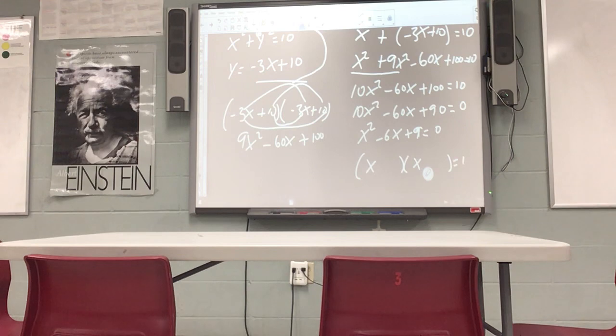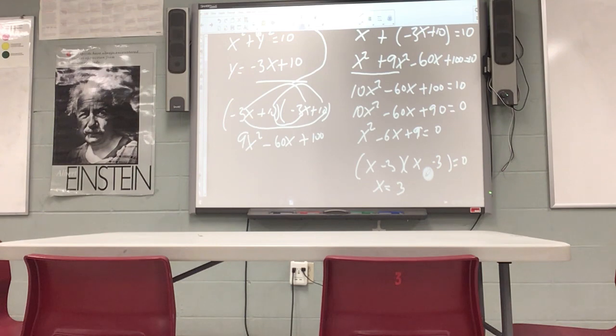Negative 3 and negative 3. Yes, sirree. Okay, so if we set both those equal to 0 and solve, if x minus 3 equals 0, then that means x equals 3. Okay, so far Christian is correct on his early input.